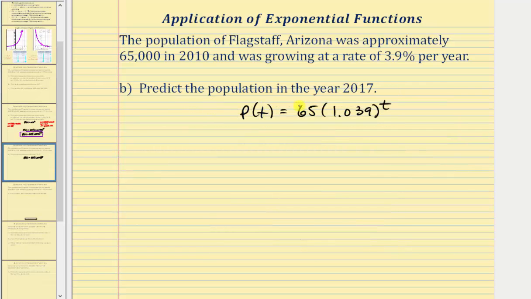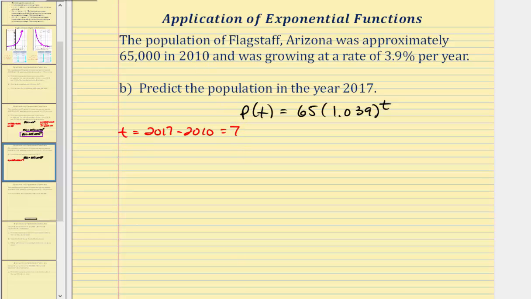Part B, we're asked to predict the population in the year 2017. Remember, t is a number of years after 2010, so t is going to be equal to 7. But if we have a hard time determining t, we can always determine t by starting with the desired year and subtracting the base year, which will give us the correct value of t, which in this case is 7.